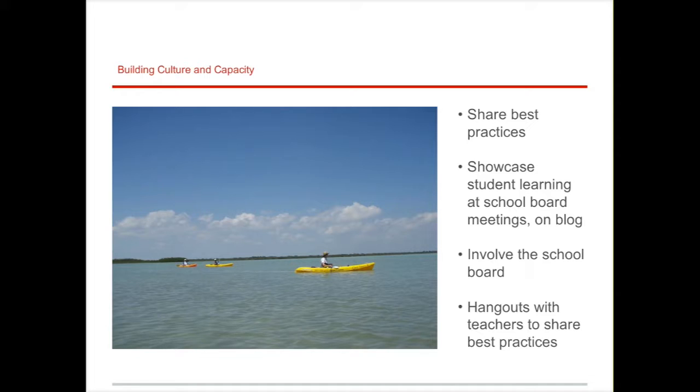When principals and assistant principals read on the blog about their teachers and their students, they want to make this work at their school. They want technology integration to continue to move forward.